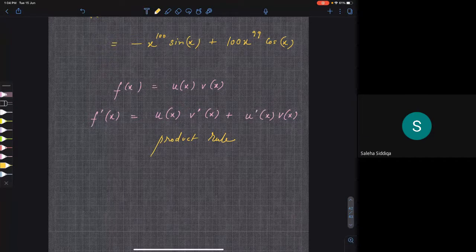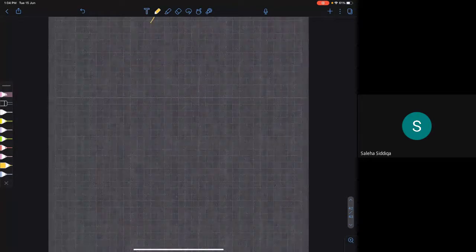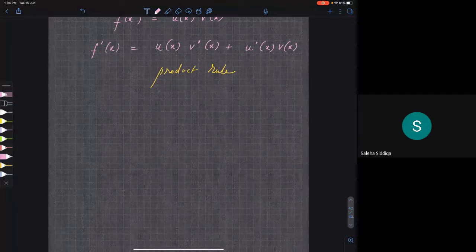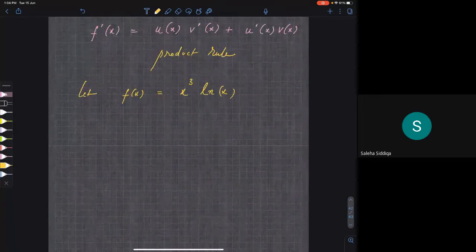Proof I'll give you tomorrow because today time is over. So I'm just giving you some examples of how to do it. I'll give you one more example and I'll stop the class. Tomorrow we'll continue. Okay. So let f of x equal to some function. X cube into natural log of x. So how to take the derivative here?